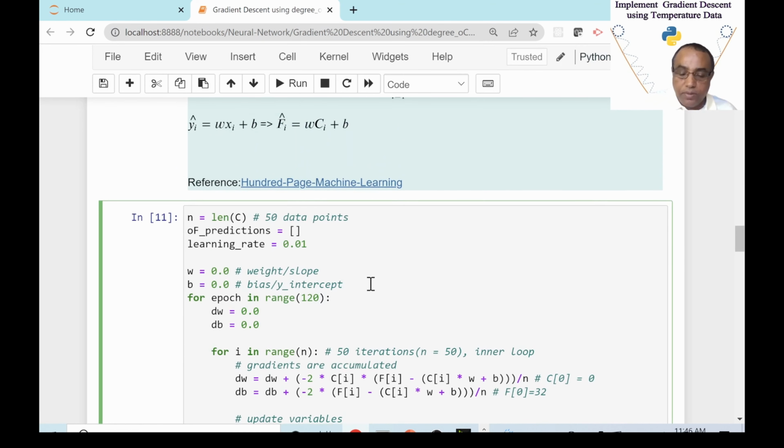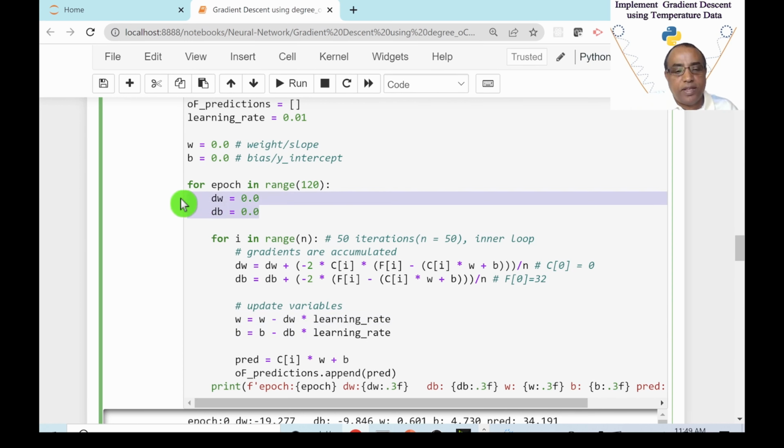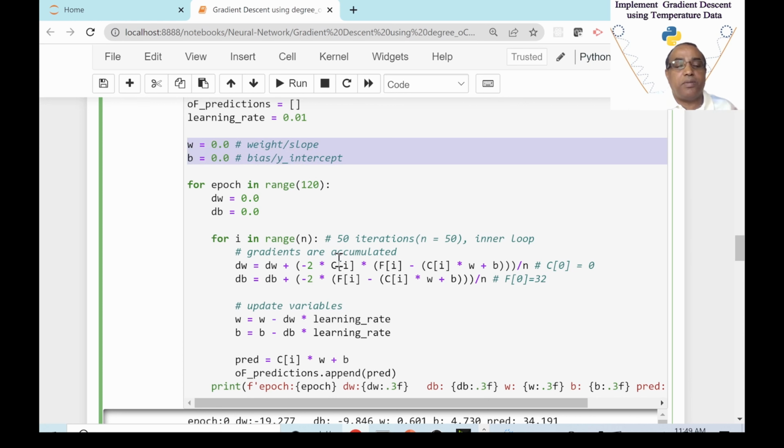So when you implement the gradient descent algorithm, you need to understand that in the outer loop the gradients should be reset. In the inner loop the gradients should be calculated and the variable should be updated. The variable should be out of the loop, and that's a very important point. So if you understand this, that means you understand how to implement the gradient descent algorithm.